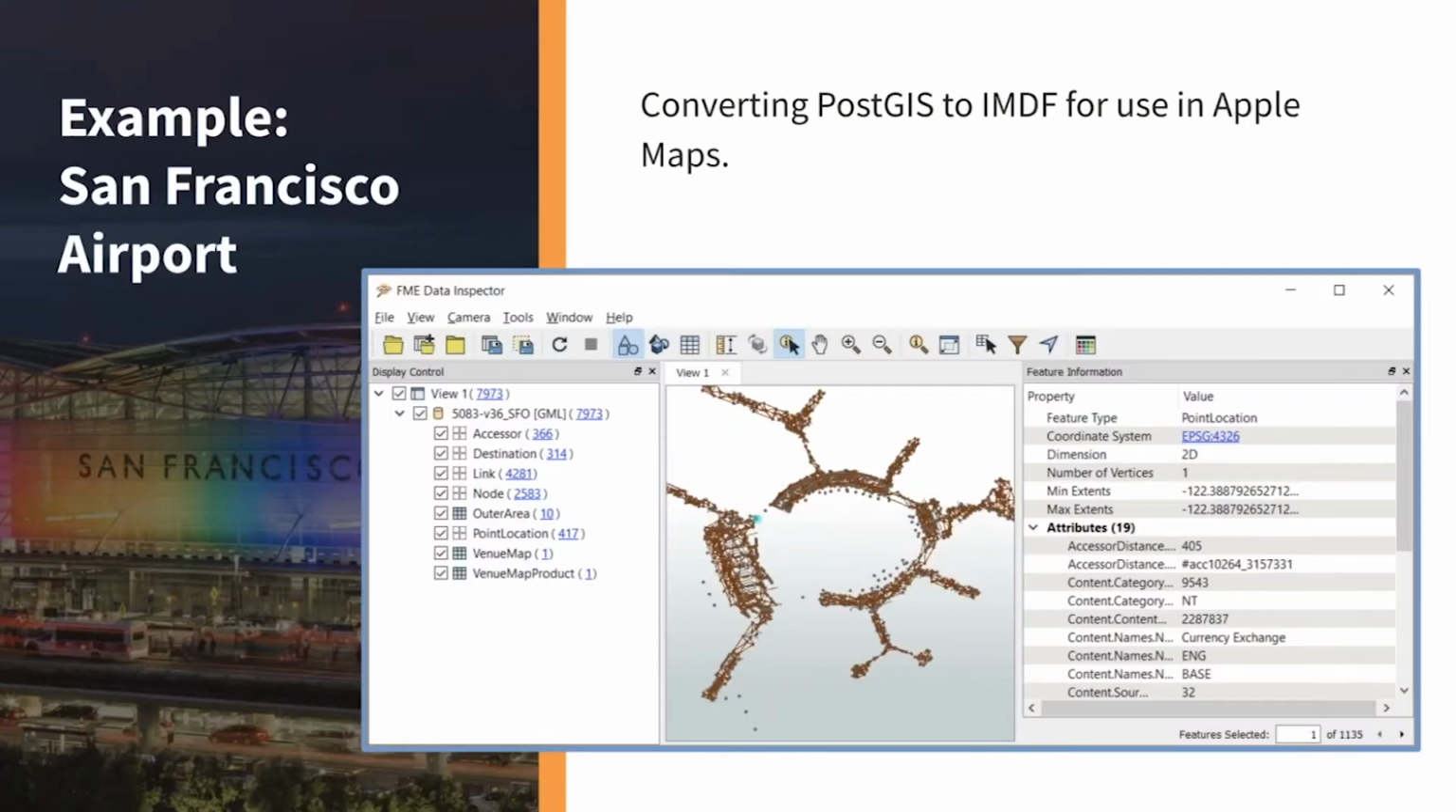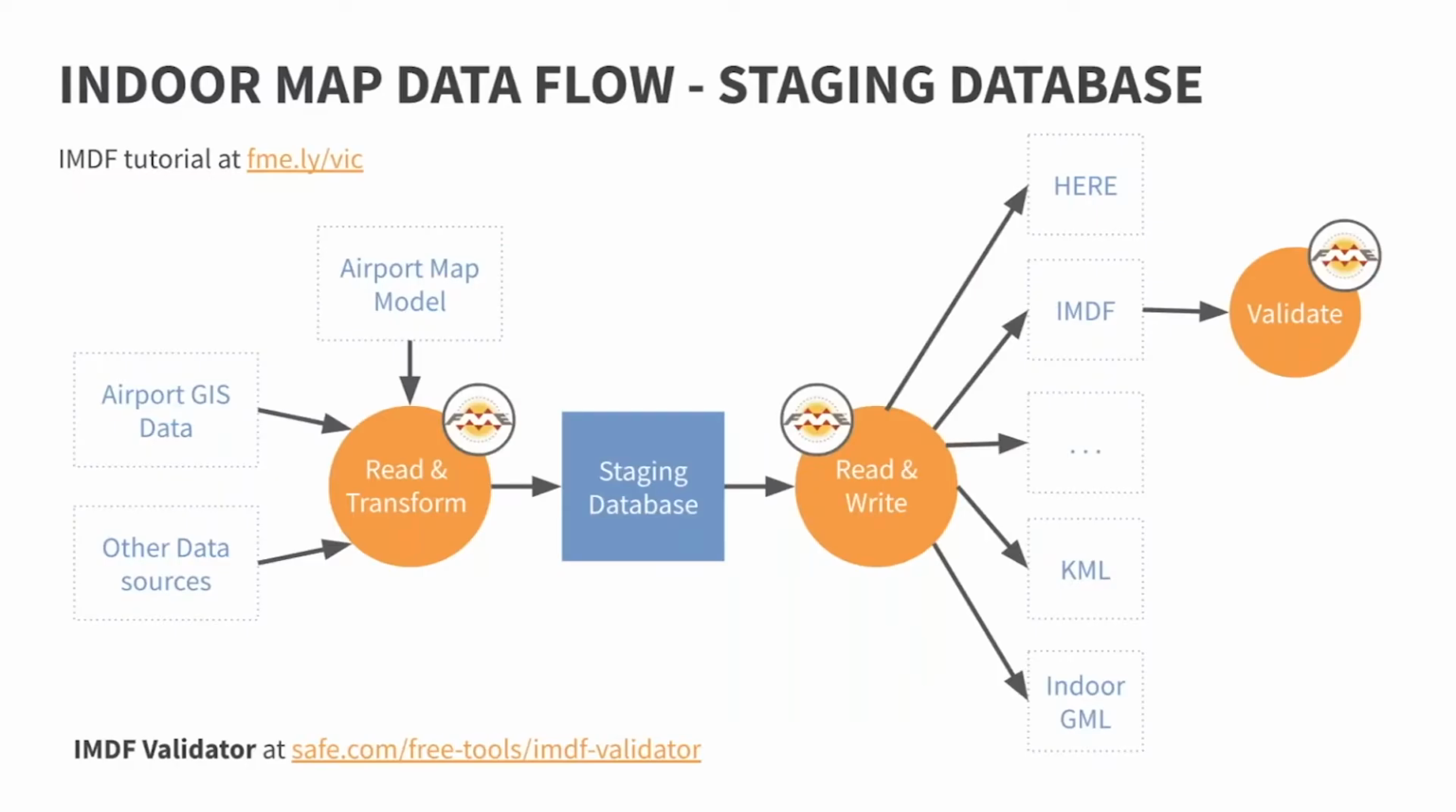Okay, another example usage of FME for airport purposes is San Francisco. Now, in this case, they're doing a kind of multi-step process. They're importing data from the various sources and putting it into their staging database. So they've got GIS, they've got airport map models, and they're using FME to take those, transform them, and put them into the staging database, which is a PostGIS database.